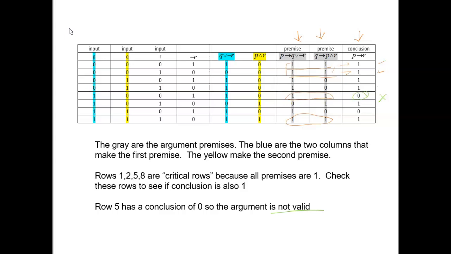Now, if you do these for enough simple arguments, you'll see there are patterns. There are certain arguments that always turn out to be valid. The one we started with, the example with Socrates, was an example of that. If I say if P then Q, P, those are my premises, I can always conclude Q, and that will always be true. So we're going to talk about that in the next video.